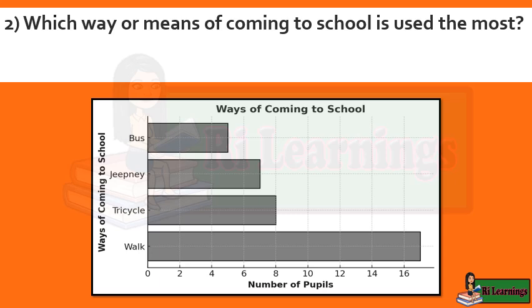Two. Which way or means of coming to school is used the most? Answer. Walking. The most common way of coming to school, according to the bar graph, is walking. It has the longest bar, indicating that the highest number of pupils walk to school compared to other modes of transportation.